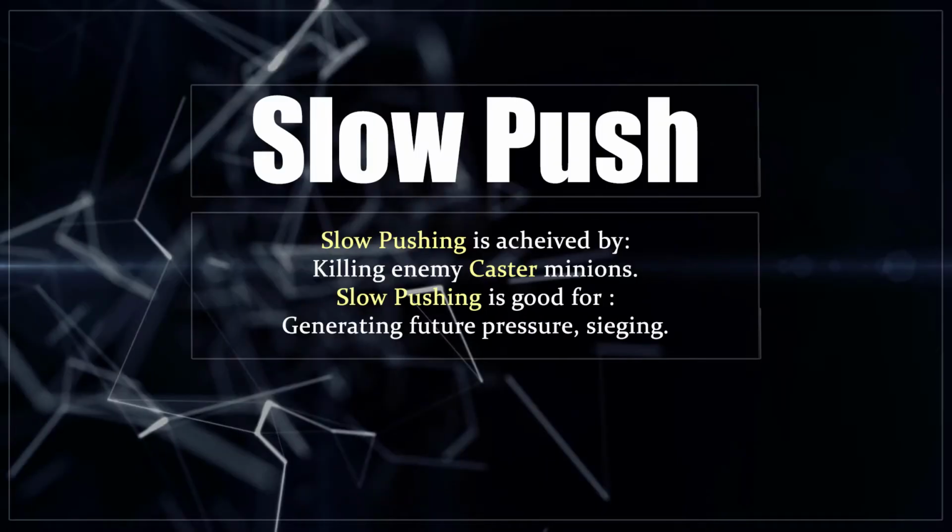So slow pushing is kind of the opposite of that. The objective of slow pushing is to build up a massive wave. This wave could be big enough to even threaten towers. The way you're going to want to slow push is you're going to want to minimize the damage dealt to your wave. However, you do not want to kill all the minions. If you were to just kill all the minions, you'd be fast pushing and your wave wouldn't build up slowly.